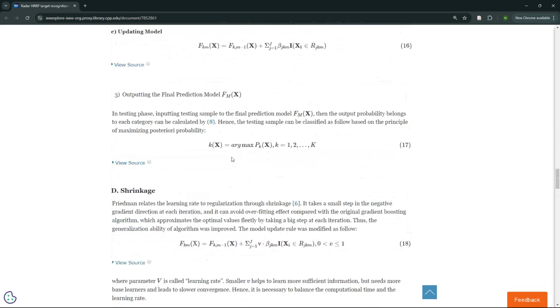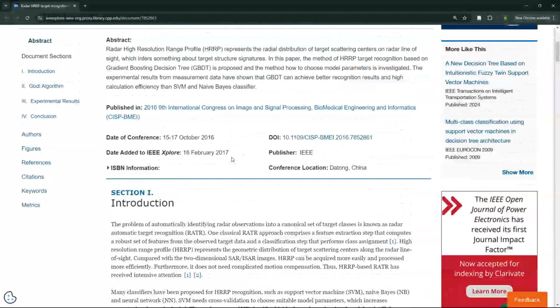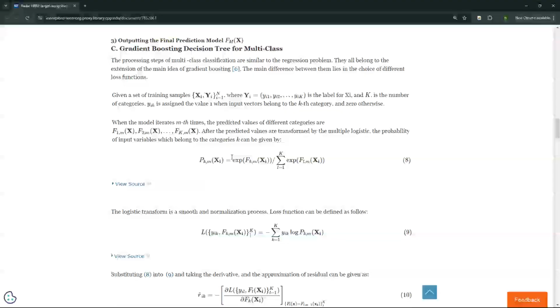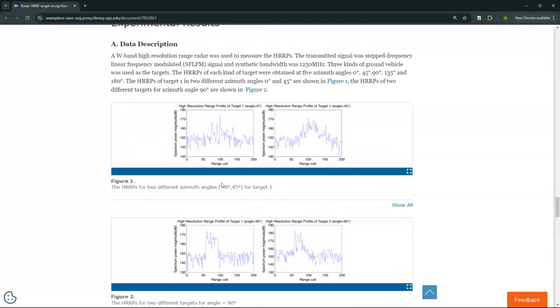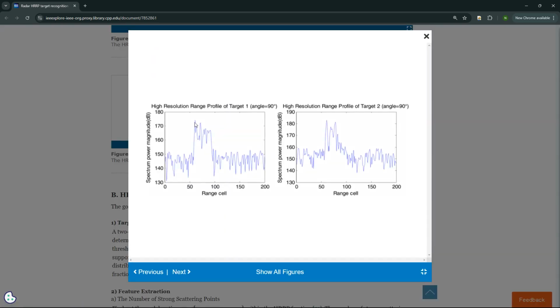And the classifier they are using here is a gradient boosting classifier. They go about describing what the gradient boosting classifier is. They compare it against SVM and the naive Bayes classifier. And let's run down what they are extracting. They are extracting features that incorporate information about these peaks. For example, how many peaks in this region, what the distances between the peaks are, and so on and so forth.